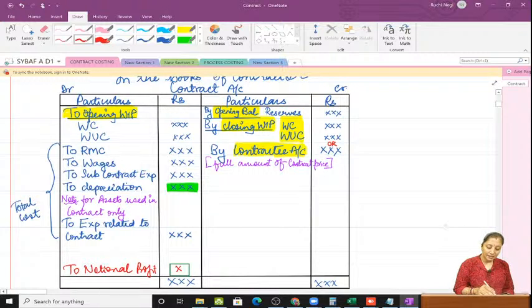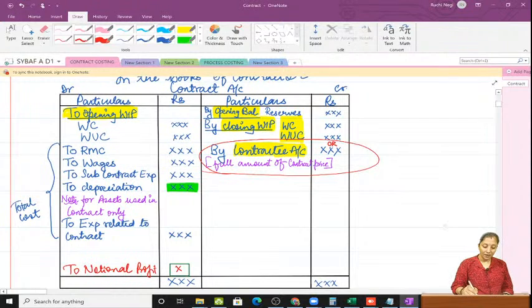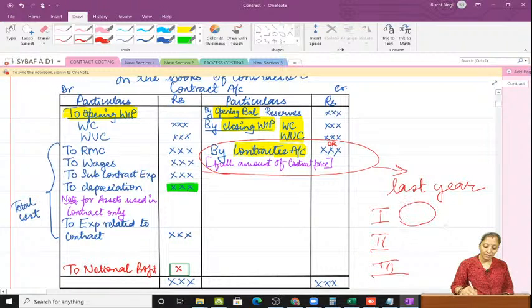Then this assumption is taken only for the last year of the contract. Say for example, your contract is going to be completed in 3 years. So first year, second year, third year. In the first year there will be work certified and work uncertified. This will become opening work certified and opening work uncertified. Then you will get again in the second year closing work certified, closing work uncertified. This will become opening work certified, opening work uncertified.